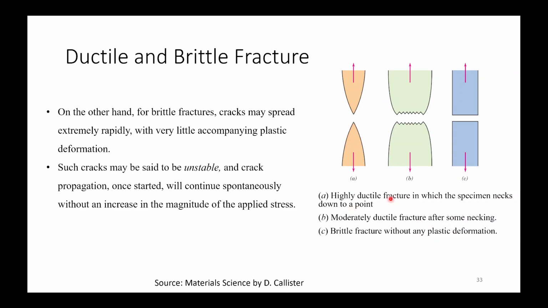In this case, it is highly ductile fracture in which the specimen necks down to a point. These are very ductile materials such as gold, silver, copper in annealed conditions. B is moderately ductile fracture after some necking. There is some necking occurring and then brittle fracture. These are mild steel or aluminium type of materials, which will show this cup and cone type of fracture. C is the brittle type of fracture, which is mainly seen in ceramics or very high strength steels. These show no plastic deformation.